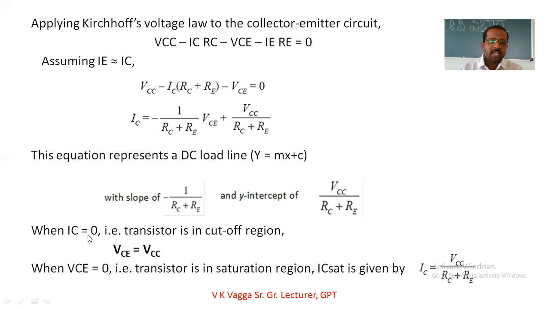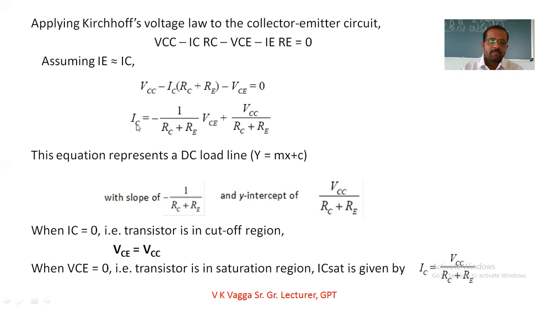After that, when IC is equal to 0, in this equation I am going to place the value of IC as 0. The transistor is then in the cutoff region. So if I place IC equal to 0, it becomes 0 is equal to minus 1 divided by (RC plus RE) into VCE plus VCC divided by (RC plus RE). If I take this part to the RHS side, the RC plus RE cancel each other, and I get VCE is equal to VCC.